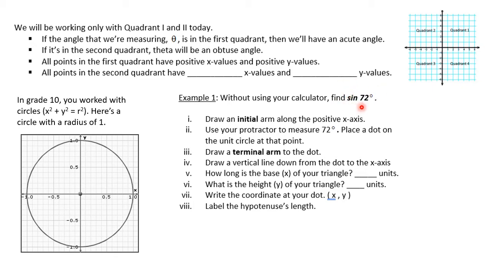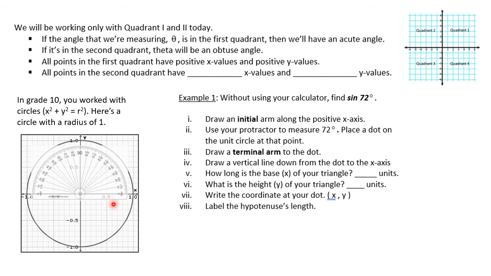So we're going to start going through the trigonometric ratios and figuring out exactly how my calculator gets an answer for sine of 72. I'm going to show you now, you're going to learn how to get those numbers yourself. Find sine of 72 without a calculator. The first thing we need to do is draw an initial arm along the positive x-axis. So that's right here. You're going to draw a line there.